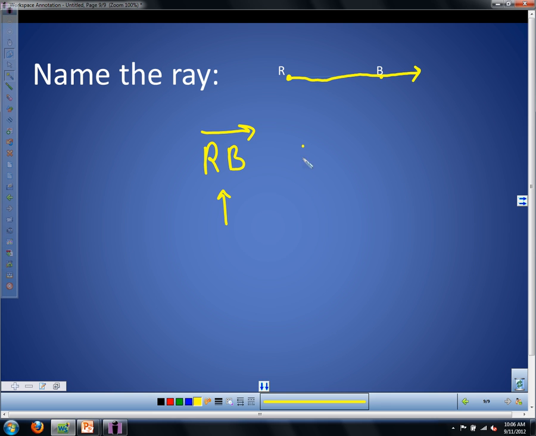You could do DR and have the arrow pointing to the left. Arrow go the opposite direction. That would work as well. The endpoint matches up with the endpoint of my ray. The way I've written it matches up with the way it's drawn. So either of those are good ways to name this ray.